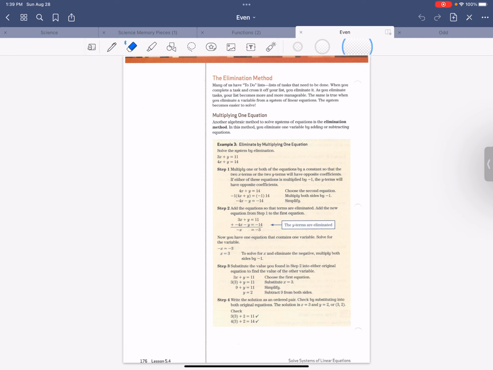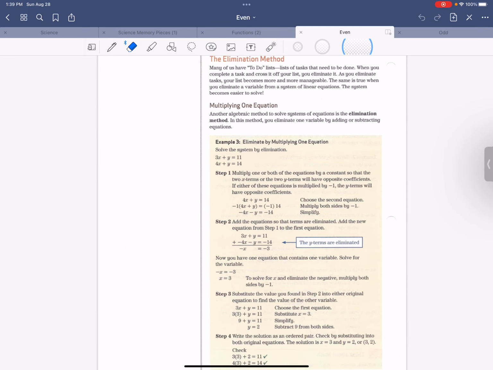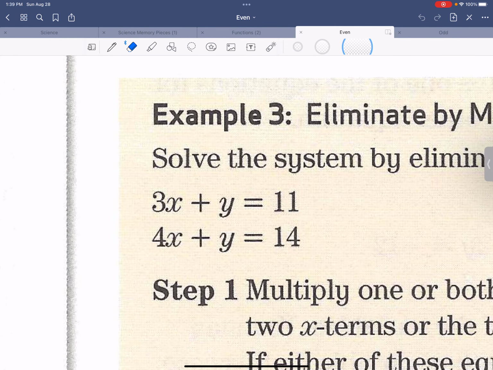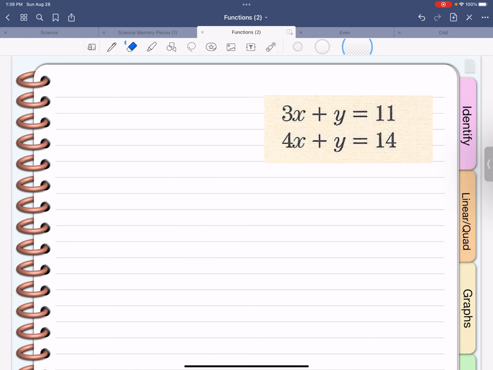There are two more that I need to show you. And this is called the elimination method. This is on page 176. And this is the system in example 3 that we're going to solve. And I've brought that over to a sheet of notebook paper just so that I have work room.